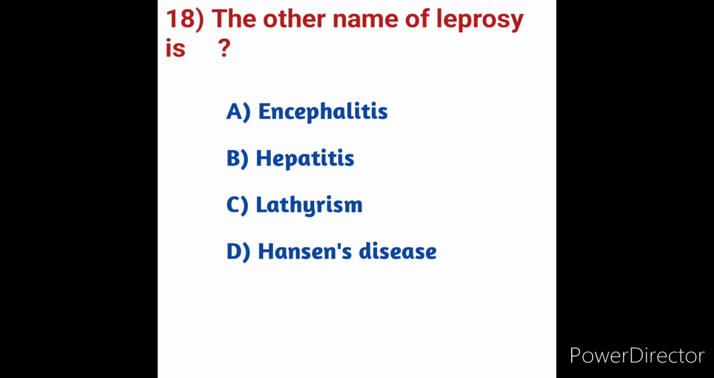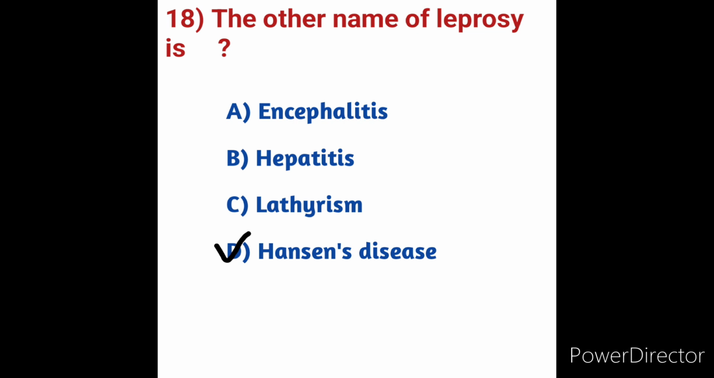Leprosy is an infection caused by slow growing bacteria called Mycobacterium leprae. It can affect the nerves, skin, and eyes, and was discovered by Dr. Gerhard Hansen in 1874. He saw the leprosy bacillus under the microscope and proved that leprosy was an infectious disease. So the other name of leprosy is Hansen's disease. Option D is the correct answer.